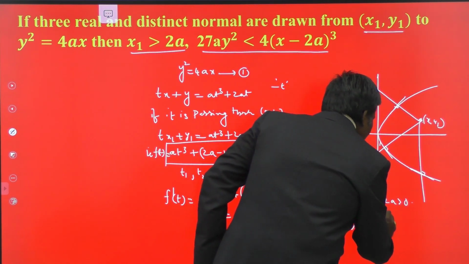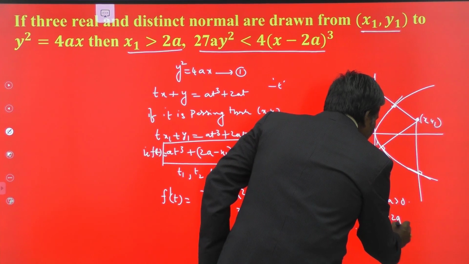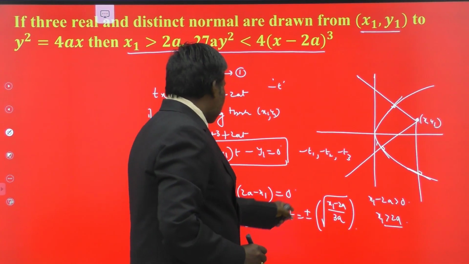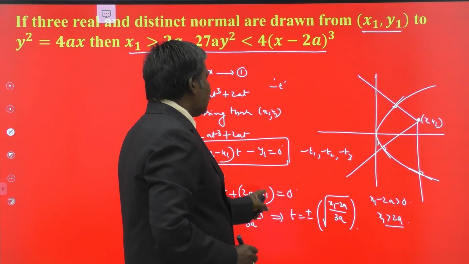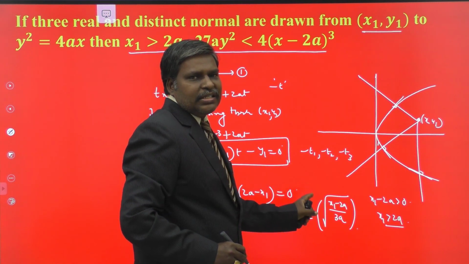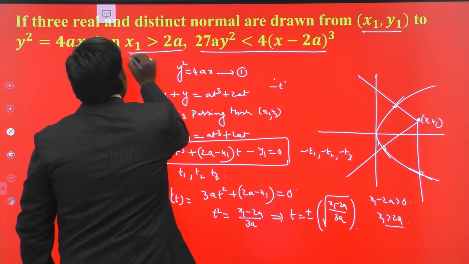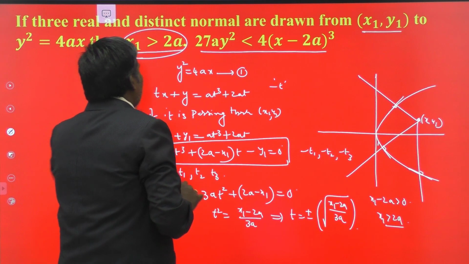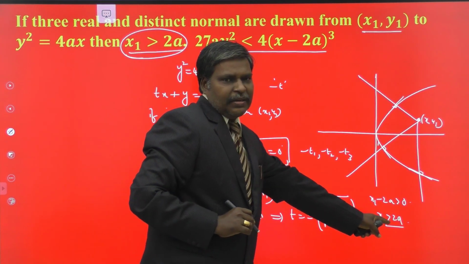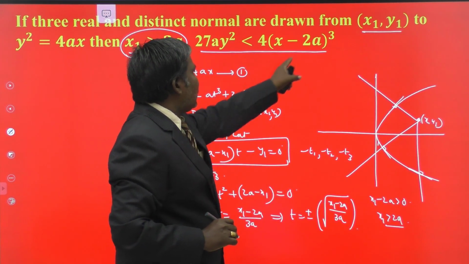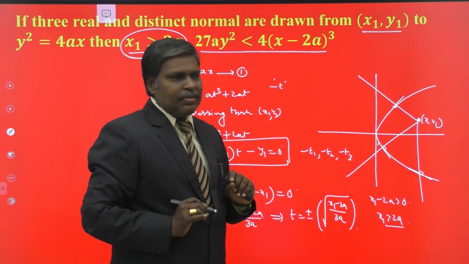That means x1 greater than 2a, then the roots of this equation f dash t is equal to 0 produce two real and distinct roots. So the first condition is obtained, my dears. x1 greater than 2a we obtained. Next we have to prove this one also, then only our job is completed.